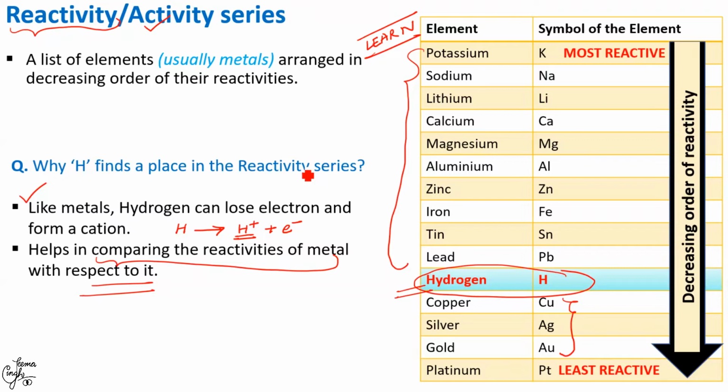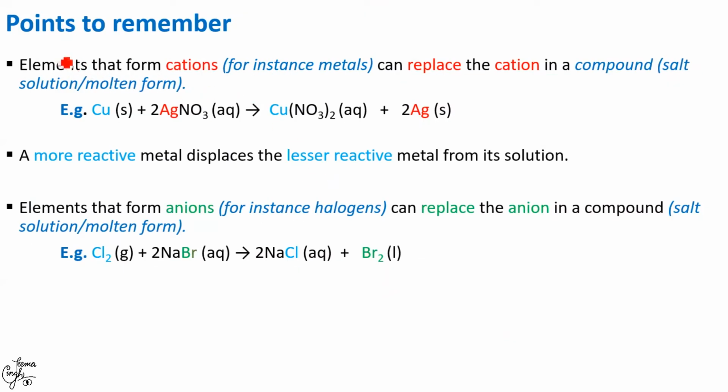Dear students, you need to remember the following key points about displacement reaction. Number 1, elements that form cations, for example metals. Metals will lose electrons and form positively charged ions, and therefore those ions are known as cations. A cation is going to replace or displace only a cation.